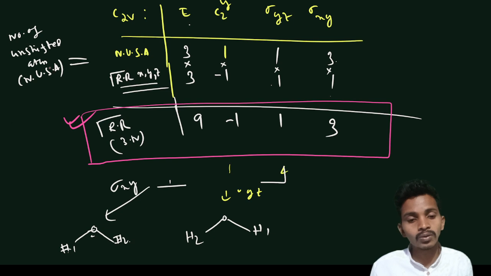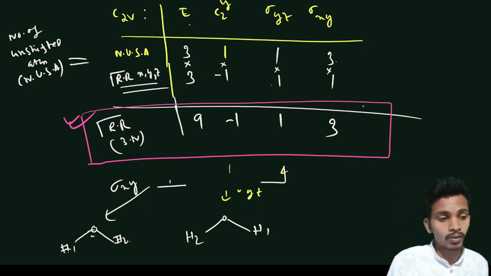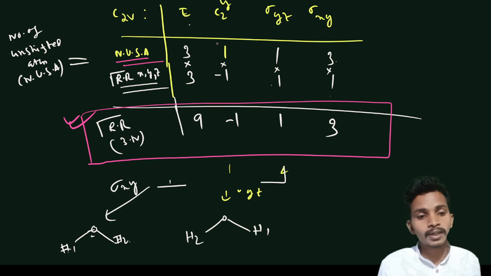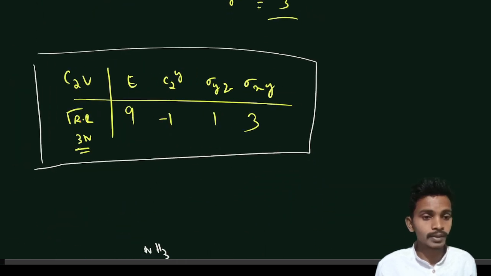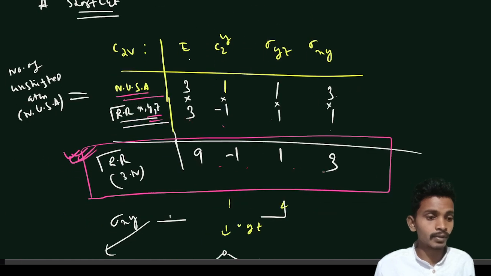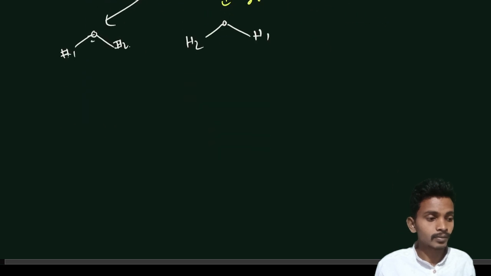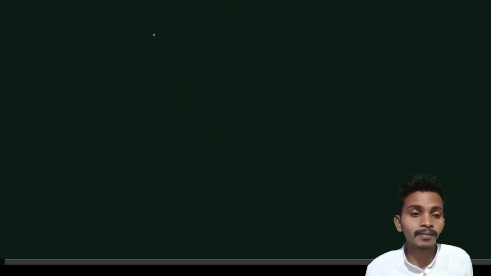We do not have to use the long method. We will simply take the number of unshifted atoms and multiply with the XYZ basis characters, because this is easy to calculate: character of E is 3, of C2Y is -1, of sigma is always 1. We get the reducible representation in 3n coordinate systems: 9, -1, 1, 3.